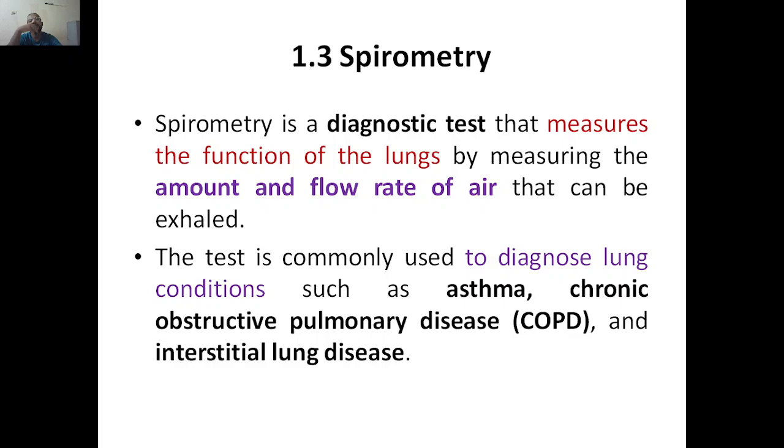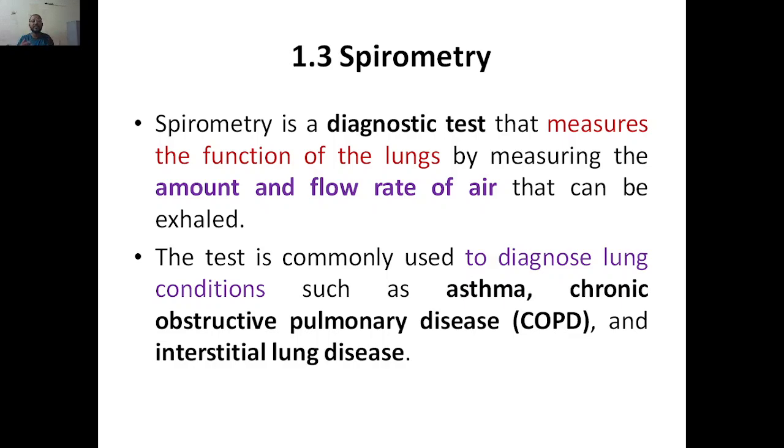So spirometry is a diagnostic test that measures the function of the lungs. That means whether the lung is functioning normally or not. It works by measuring the amount and flow rate of air that can be exhaled. That means how much air is being exhaled by a person, and also the flow rate of air, how fast it is moving. Initially how much, that is quantity. Next, flow rate, the speed of the air.